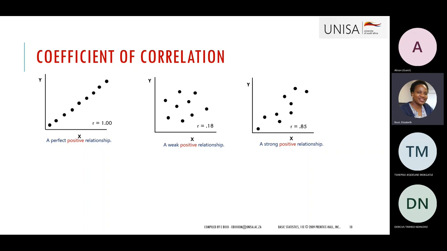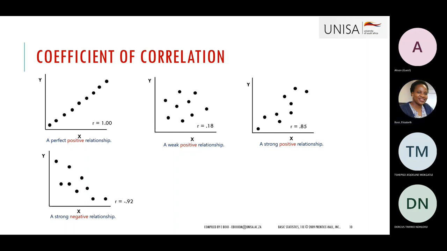If the dots look like this and, when you calculate it, you get r of 0.85, we say this is a strong positive relationship. And when it looks like this, you can see that when x is increasing but y values are decreasing, and when you calculate r, you get minus 0.92. You can also state that there is a strong negative relationship. But this is not the only way you interpret the data.